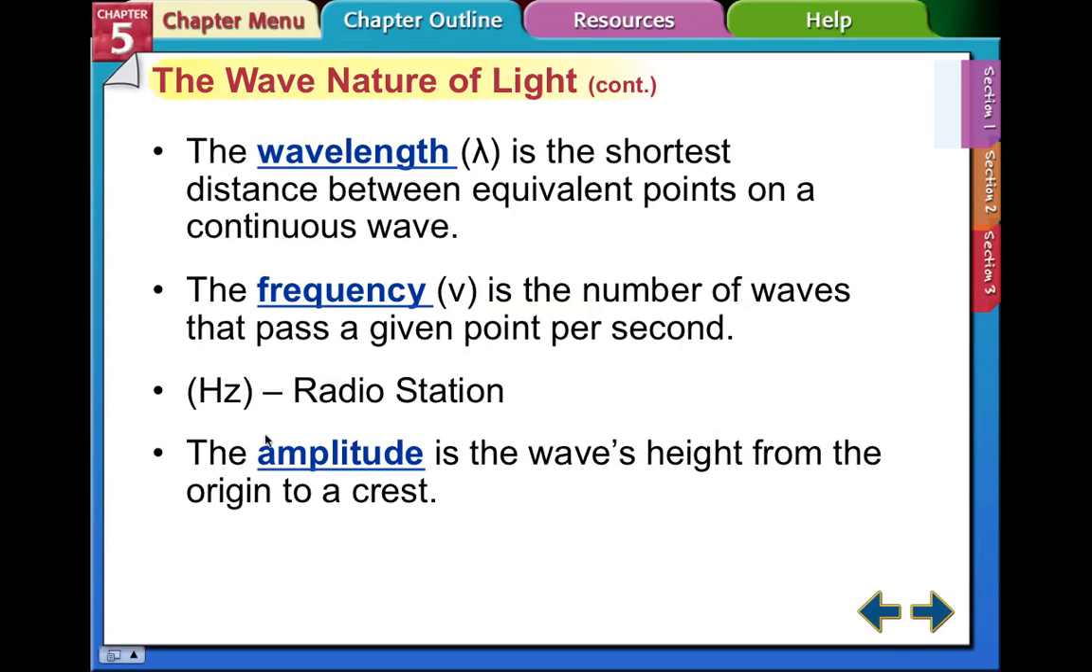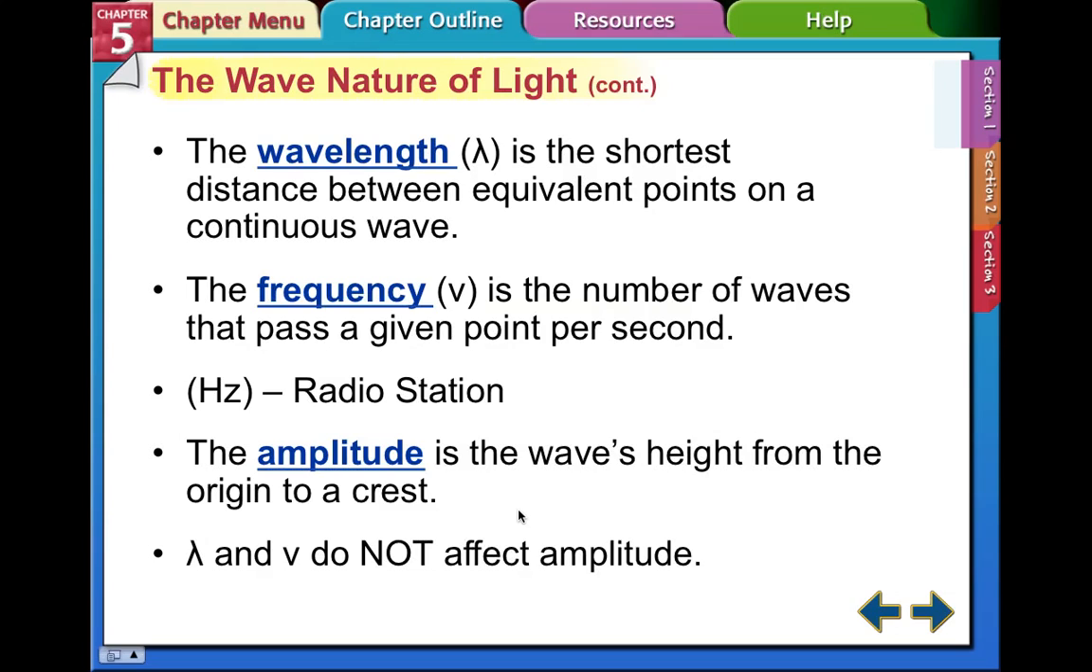Think about your favorite radio station. I'm just going to use 92.7, the country station in Norfolk. Your radio is actually set to 92.7. That is its frequency. That is how the waves are sent out from the tower to your radio. So basically, when you dial in a number on your radio, you're dialing in a frequency. Amplitude, that is the height of the wave.